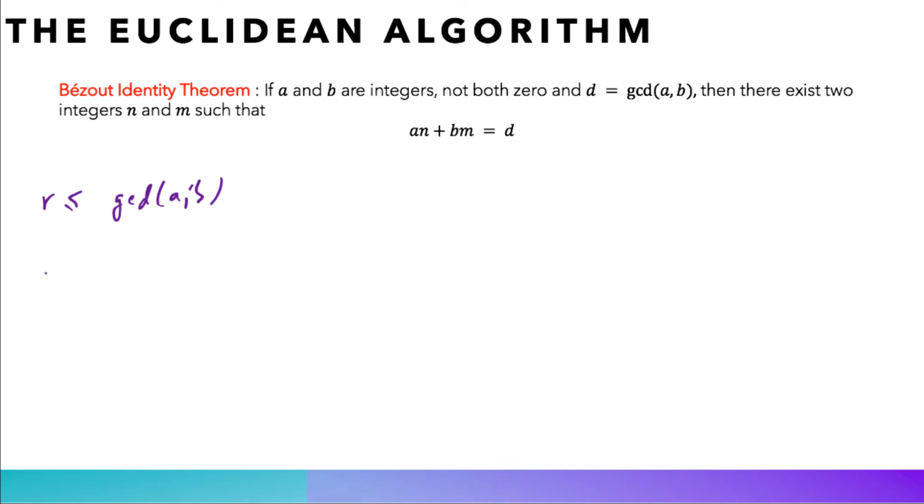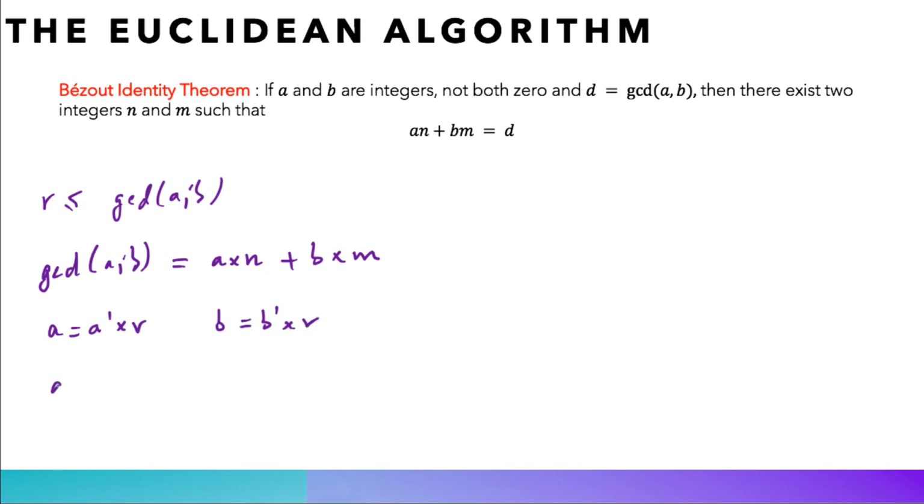Indeed, to prove this, we know that the GCD of a and b is equal to a times a certain integer n plus b times a certain integer m, and this is the Bézout identity theorem. Now, if r divides a and b, we can write a as a prime times r and b as b prime times r. Thus, the GCD of a and b is equal to a prime times r times n.